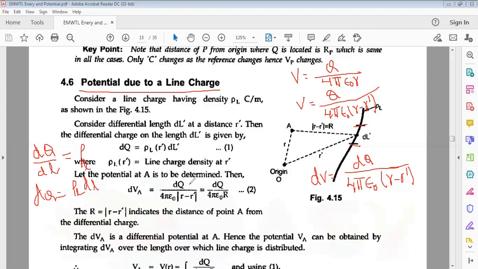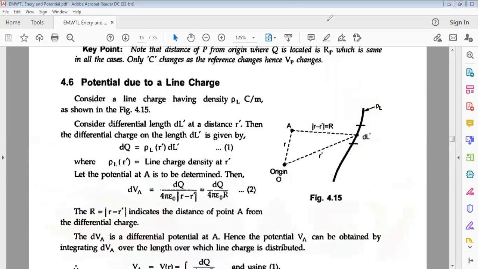Let the potential at A be determined. Then the differential potential is dV equal to dq by 4 pi epsilon naught into R minus r dash. R is the distance from the origin to the point A, and r dash is the distance from the origin to the small differential length we are assuming on the line. So the capital R distance, R minus r dash, indicates the distance of point A from the differential charge. Got it, my dear friends?